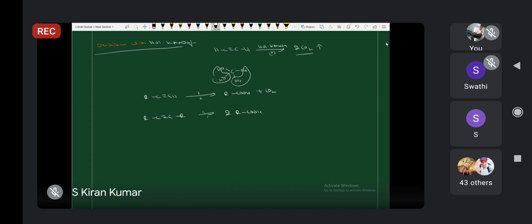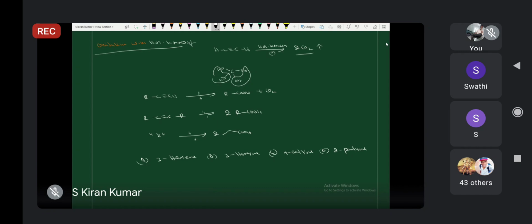Here, just one example. X with hot KMnO4 gives 2 moles of propanoic acid. A: 3-hexene, B: 3-hexyne, C: 4-octyne, D: 2-pentyne. What is your answer?